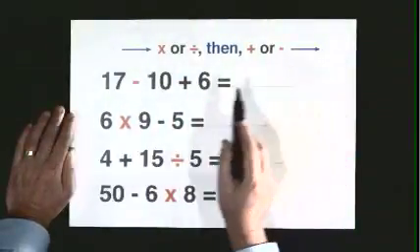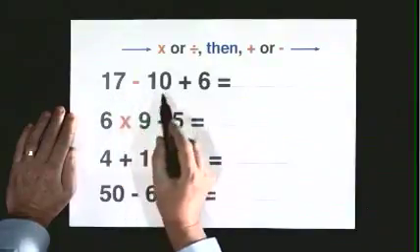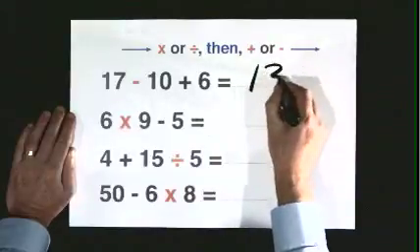Left to right, we must do the subtract first. 17 subtract 10 is 7. 7 add 6 is 13.